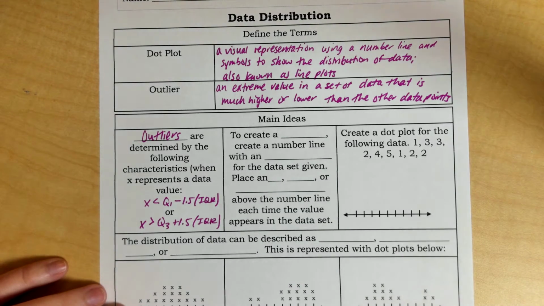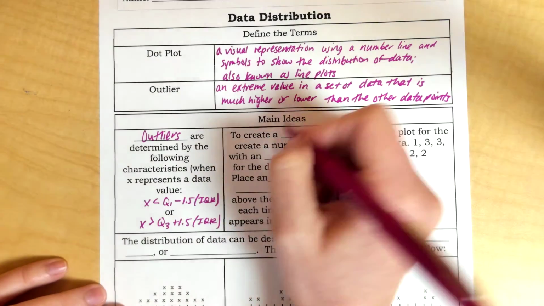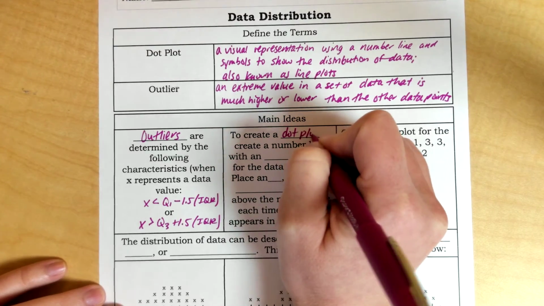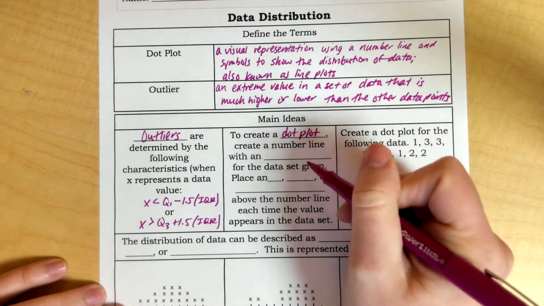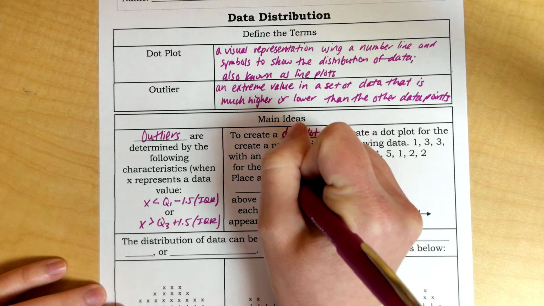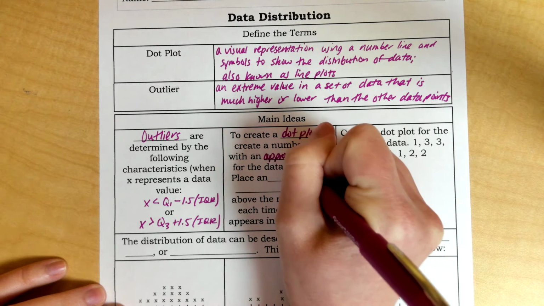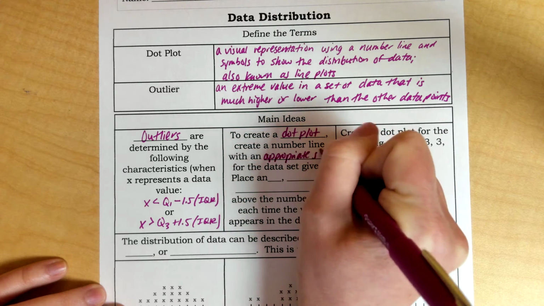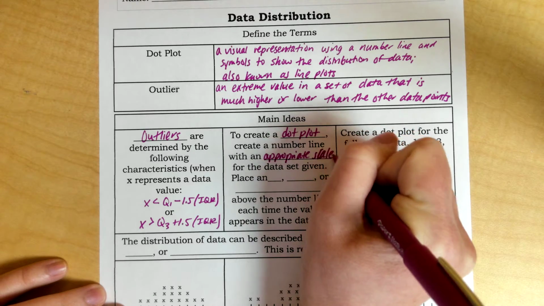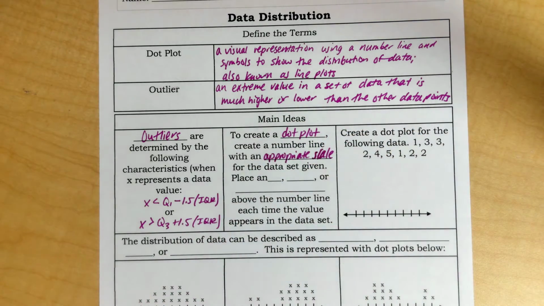Okay. Now, dot plots. To create one, okay, that's what we're going to do. We're going to create a dot plot. You're going to create a number line, but that number line needs to have an appropriate scale. Meaning, if I have numbers that are between 1 and 10, or something like that, we don't need to have a scale that's skip counting by 20 and goes from 0 to 100, okay? It needs to be appropriate to the values that I've been given, all right?